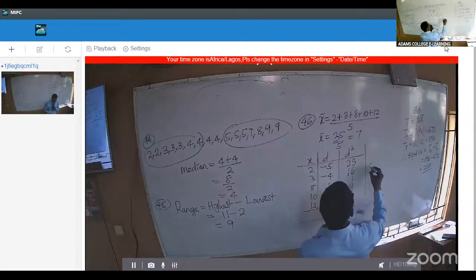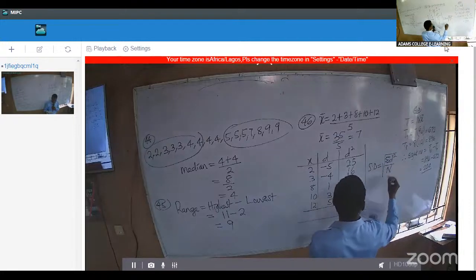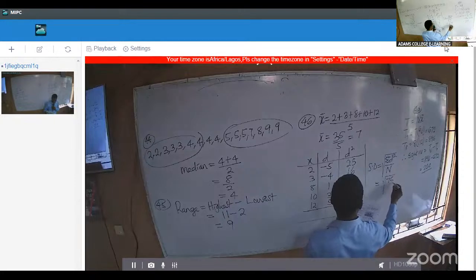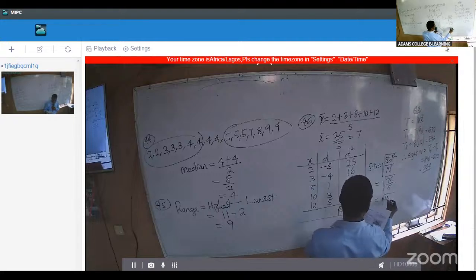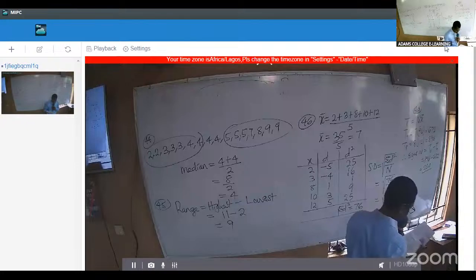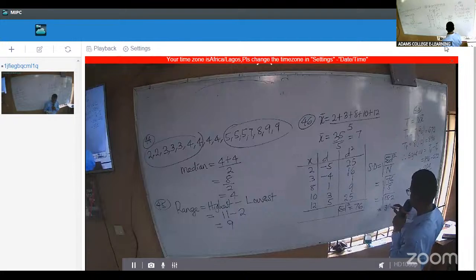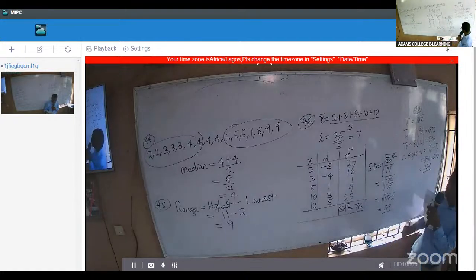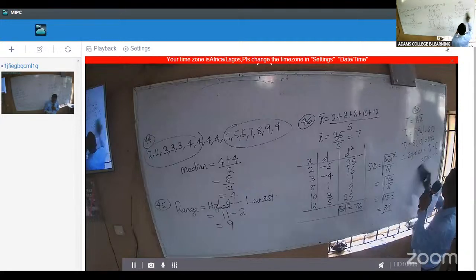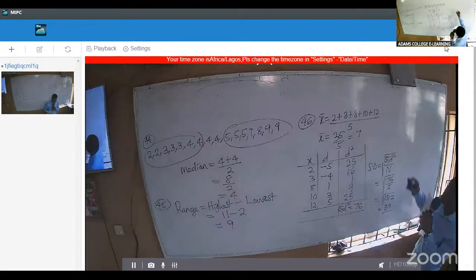76. The standard deviation is the square root of what? The variance, summation d squared over n. So that'll be 76 over 5. That'll be how much now? 15.2. What's the square root of 15.2? 3.89, about 3.9. Okay, that's the standard deviation. What you have forgotten, you start remembering. That's it.